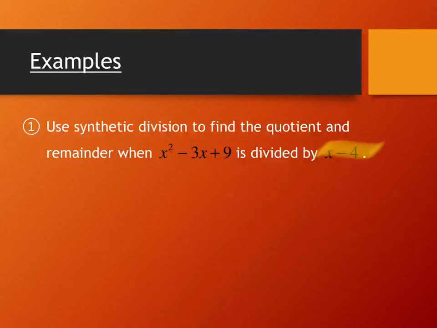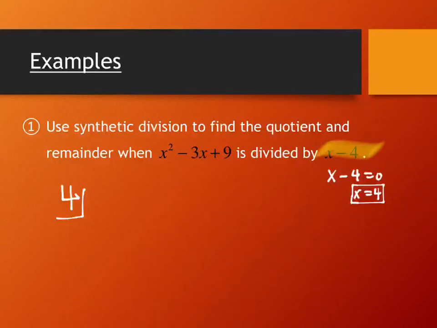This piece that I'm dividing by, if I were to set that equal to 0 and solve, what would I get? Yeah, x is 4. So that value is the value that I need to use for my synthetic division on the outside. So I'm going to put a 4 kind of in a half box, basically, sitting on the outside.